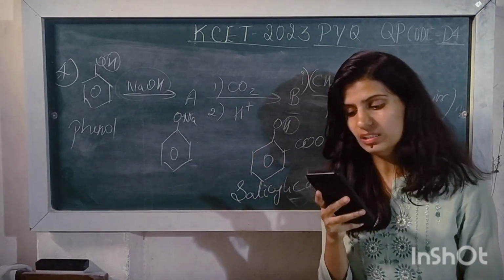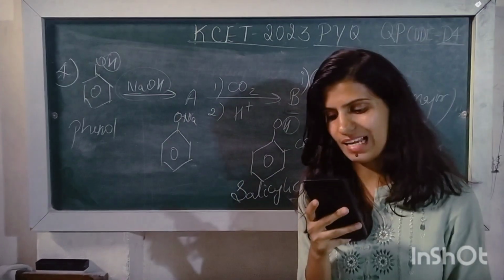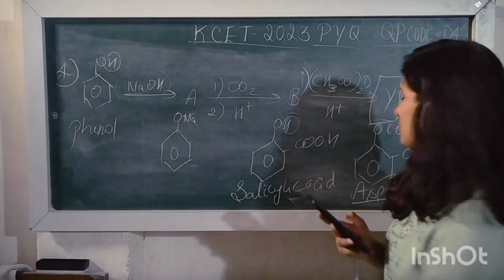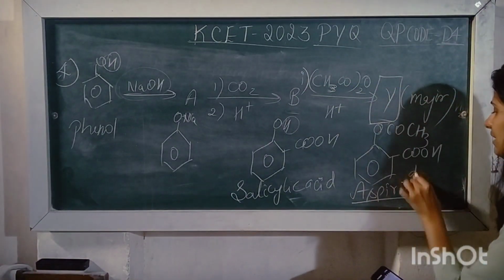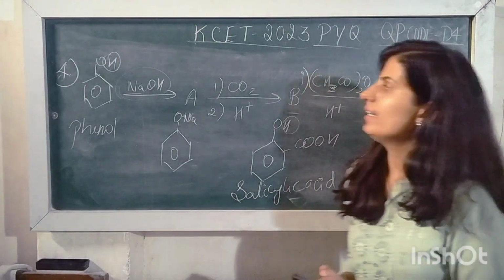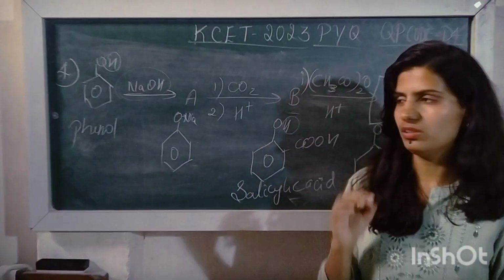Option A, cumene. B, picric acid. C, salicylaldehyde. Option D, aspirin. Okay, so option number D is the correct option here. Let's move on to the next question.